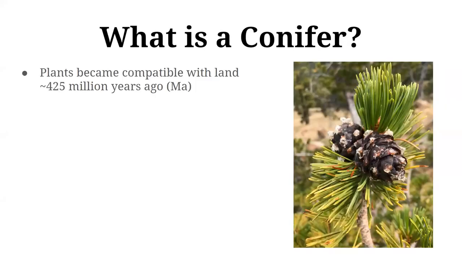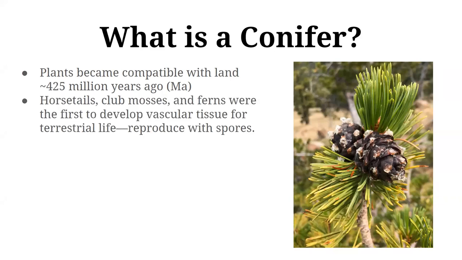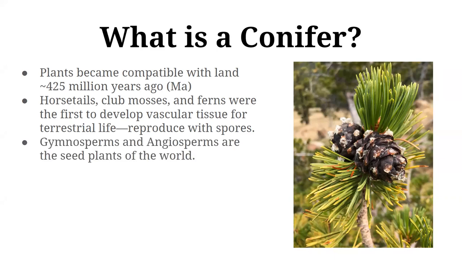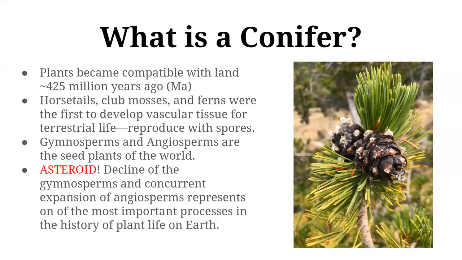conifer. Well, a long, long time ago, plants crept onto the surface of the earth. Early vascular plants included horsetails, club mosses, and ferns. So these were the first things that grew up. But they had spores, which was limiting. The first two seed groups were the gymnosperms and the angiosperms. The gymnosperms are about 365 million years old. So part of this group is the conifers. But when that asteroid hit 65 million years ago, there was a major shift.